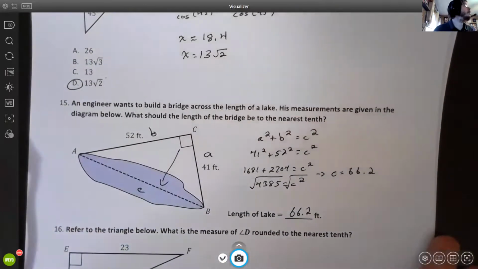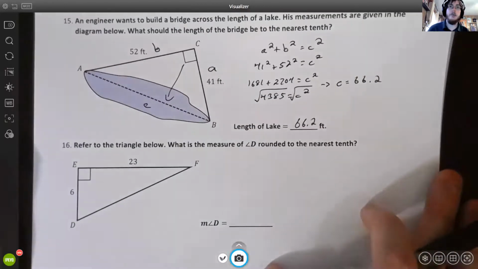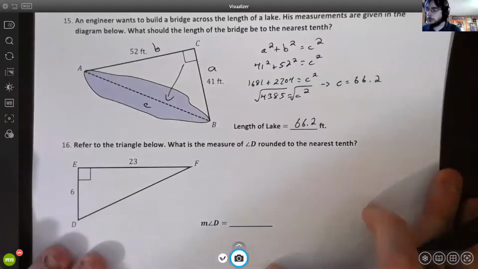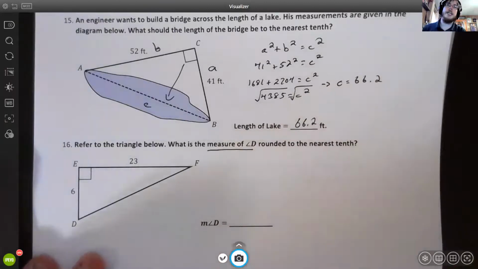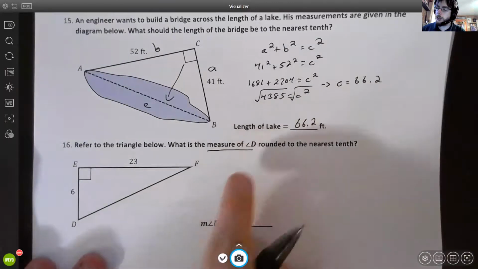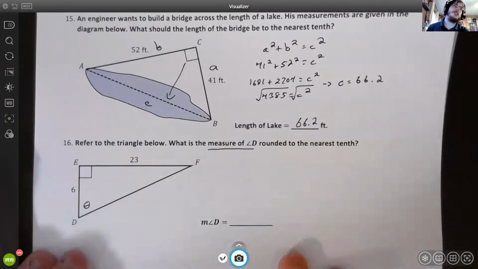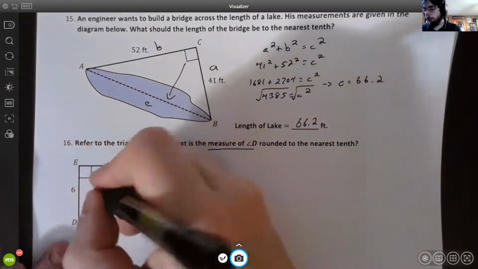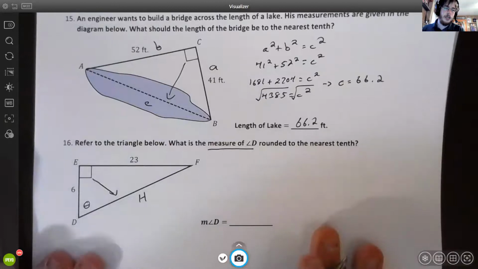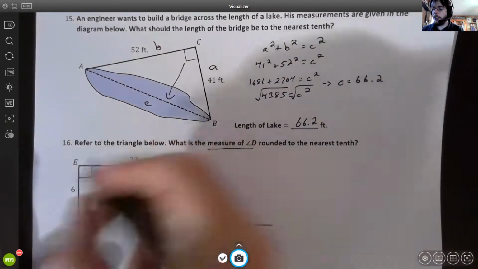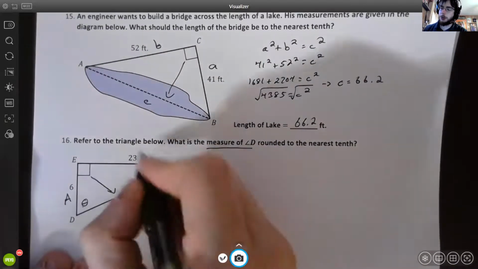And the last one on this test review, number 16, refer to the triangle below. What is the measure of angle D rounded to the nearest tenth? So angle D is what it wants us to find, so we know we're going to be using inverse trig ratios. So since it wants us to find angle D, we're going to put theta on D and label our sides O, H, and A. Our hypotenuse is opposite the right angle, so that's our blank side. Our 6 touches theta, so that's our adjacent side. And our opposite side has to be 23.